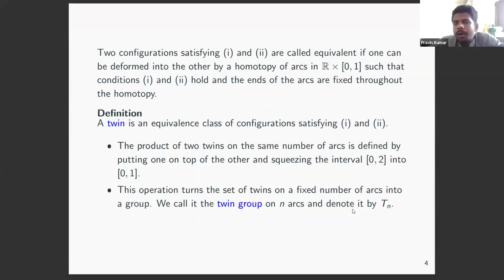Placing one twin on top of the other gives another twin. This defines a group operation on the set of twins on a fixed number of arcs, and we denote this group as Tn. It is called the twin group, also called the planar braid group.